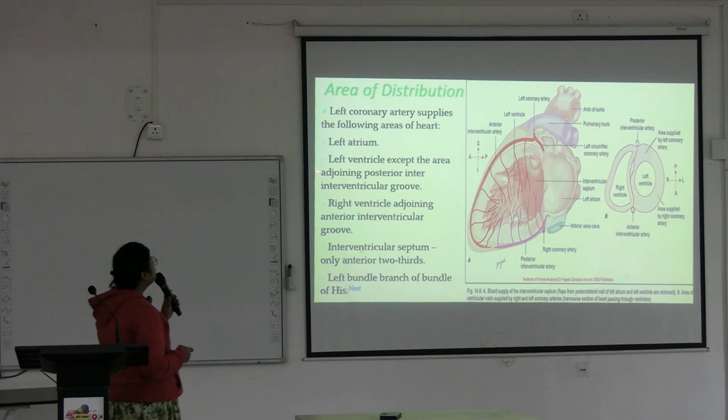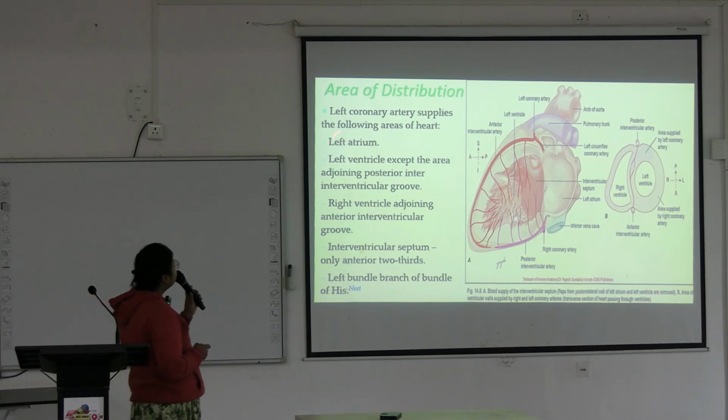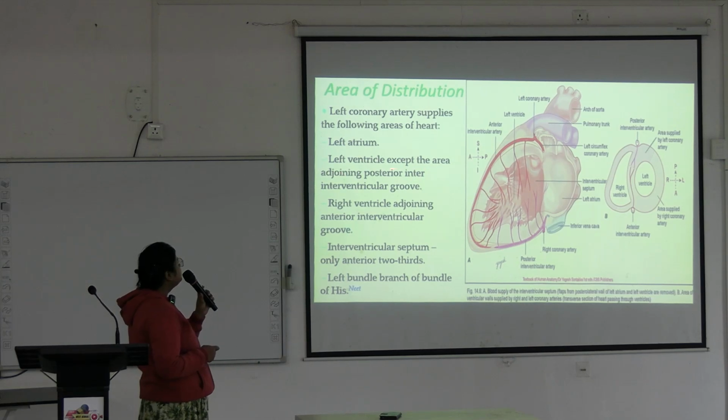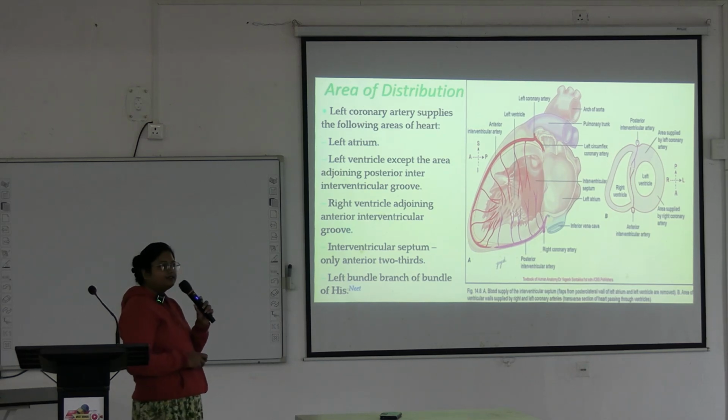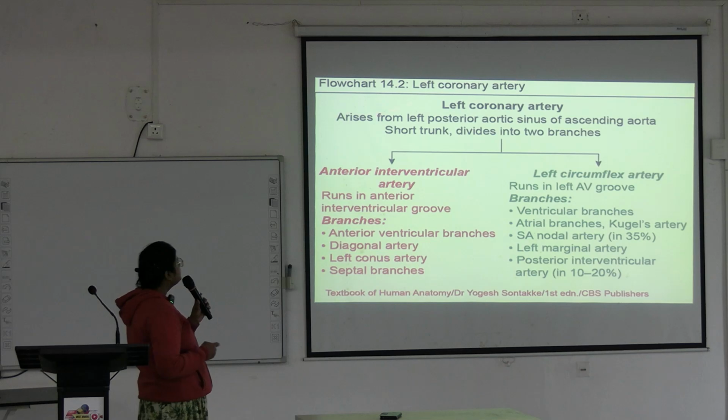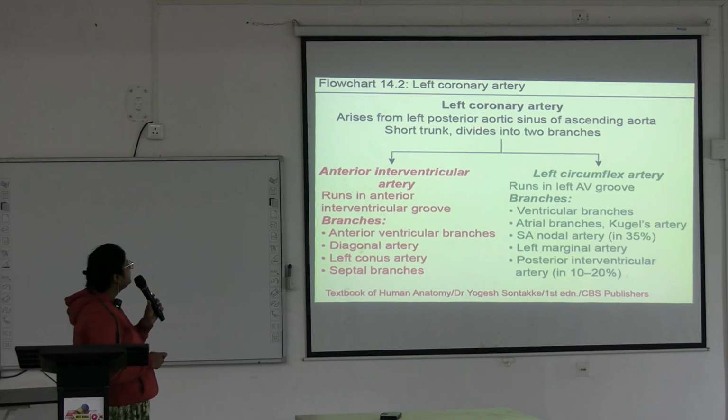So, what is the area of distribution? The left coronary artery supplies the following areas of the heart: the left atrium, the left ventricle except the area adjoining the posterior interventricular groove, the right ventricle adjoining the anterior interventricular groove, the interventricular septum, only the anterior two-thirds, and the left bundle branch of the bundle of His. So all these are supplied by the left coronary artery. This is the summarization of the left coronary artery.